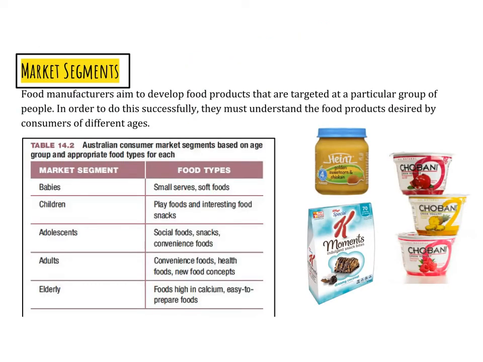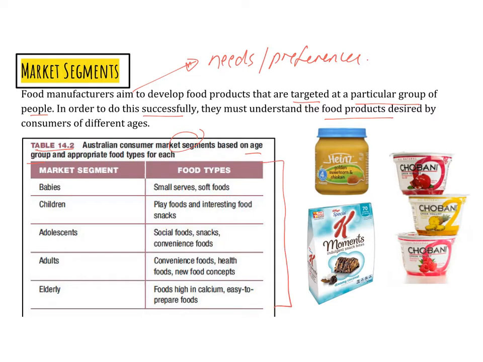Food manufacturers aim to develop products that are targeted at particular groups of people, and in order to do this successfully, they must understand the products desired by consumers of different age groups. So knowing the customers and consumers and what their needs and preferences are will lead to the development of a successful product that is profitable for a food manufacturing company. We can see on the table here, table 14.2, that there are a number of different market segments based on age, and we can see appropriate foods for these market segments.